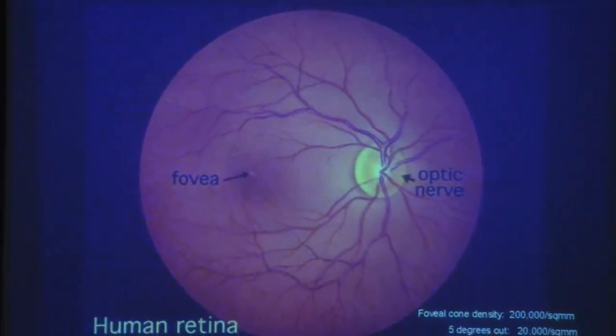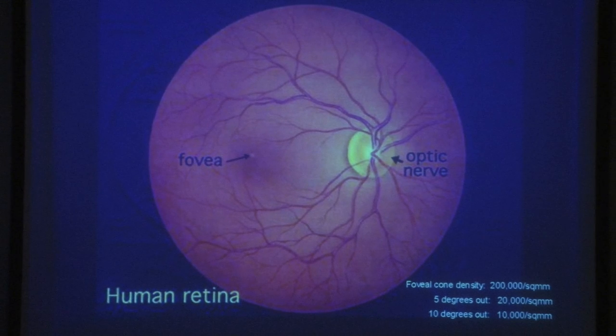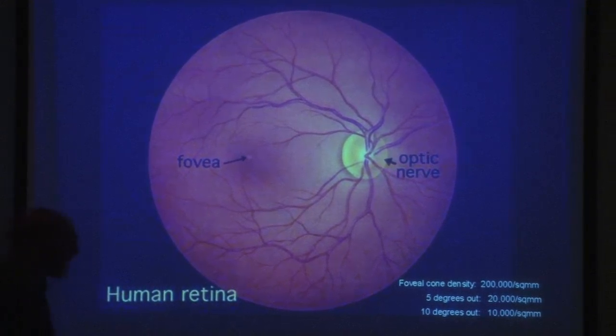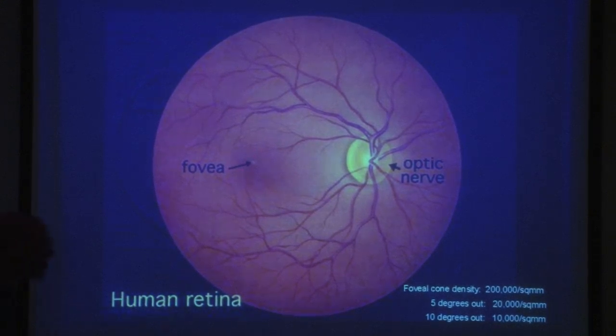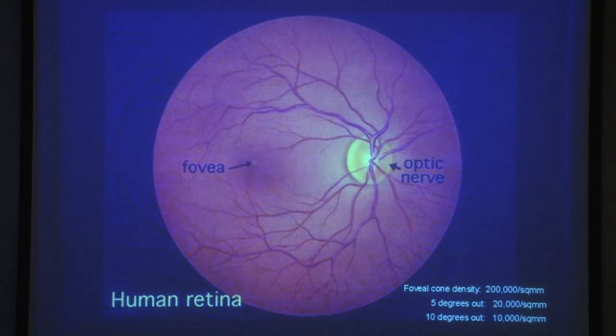This I've shown you before, which is another amazing thing about the eye, namely that in the fovea, you have something like 200,000 cones per square millimeter. 200,000. As you go 5 degrees out, it reduces tenfold to 20,000. And then you go 10 degrees, it reduces by half.